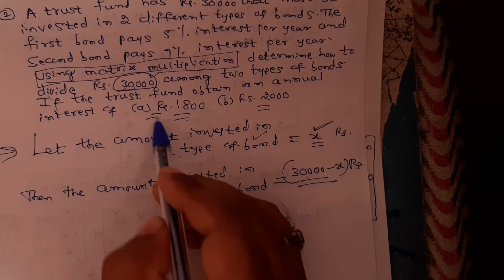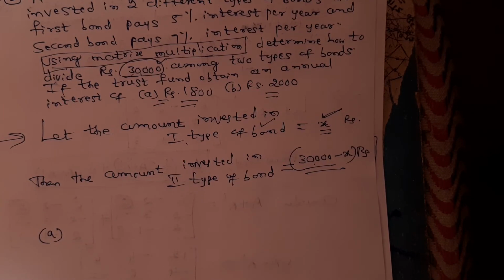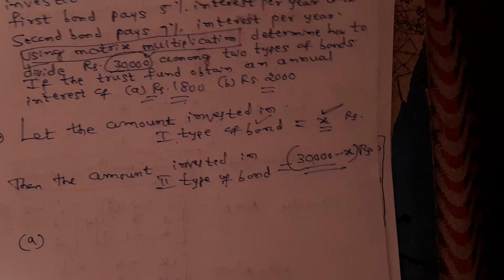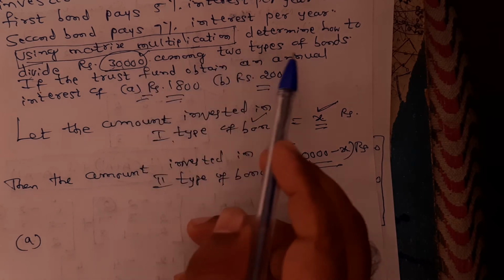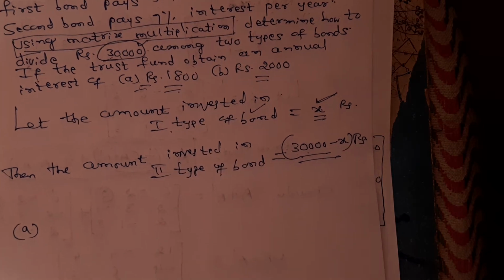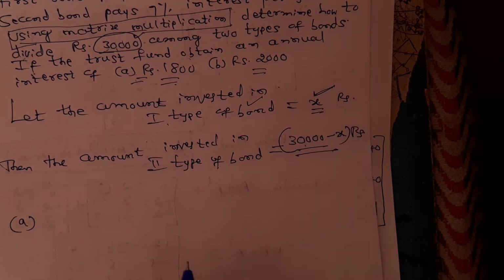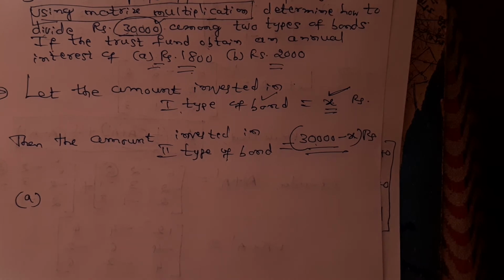So let us take the first case here. What is the first case? Determine how to divide 30,000 rupees among two types of bonds. The trust fund obtains an annual interest of 1,800 rupees. So the basic idea is I must write two matrices. Those two matrices must be eligible for multiplication. What is the condition for multiplication of matrices? The CR rule: the number of columns of the first matrix should be equal to the number of rows of the second matrix. So then how to write the matrices?